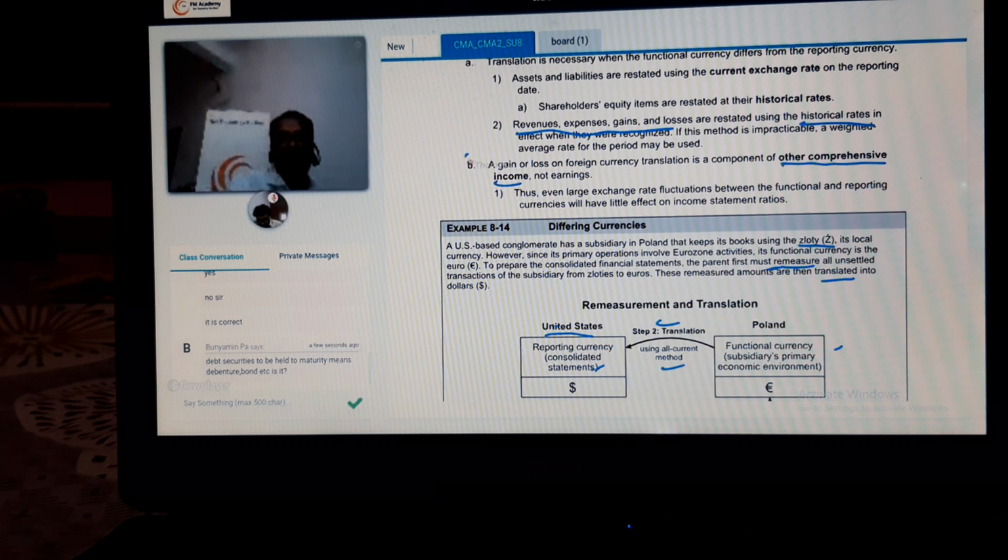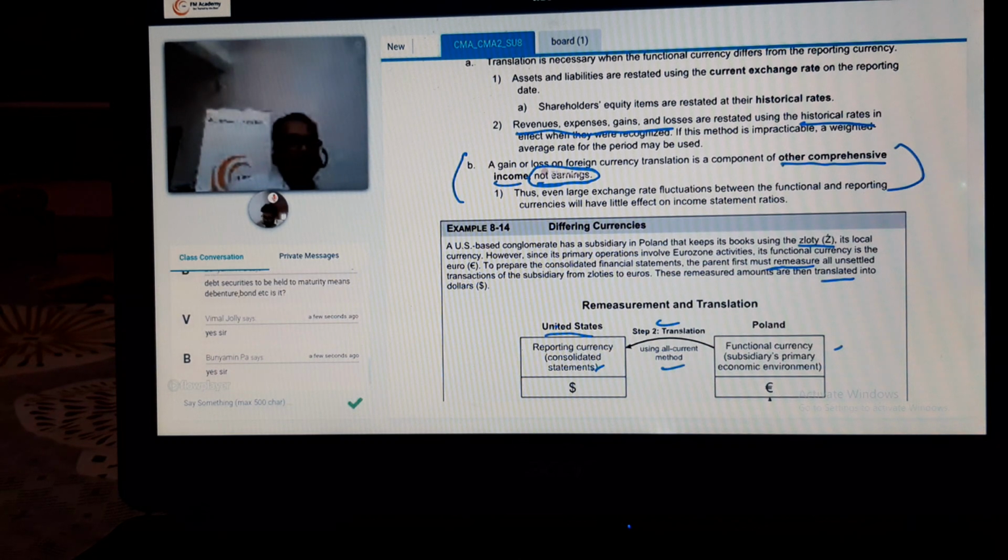Look at this statement, both of you. Any gain or loss will go to other comprehensive income, not earnings. Your earnings is your net income. This other comprehensive income which I showed you is coming below your net income or net profit. Alright, both of you got it? Say yes or no? Type. Yeah. Now let's look at the essay.